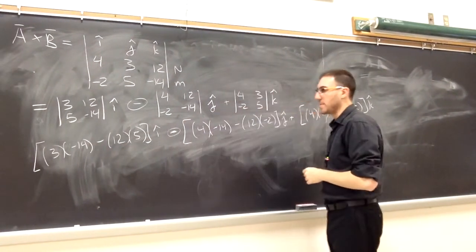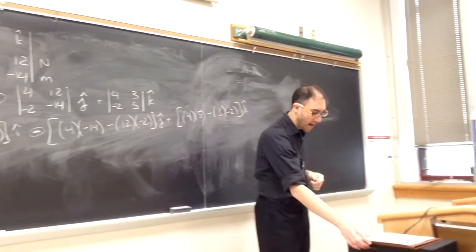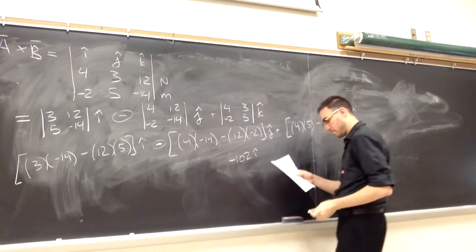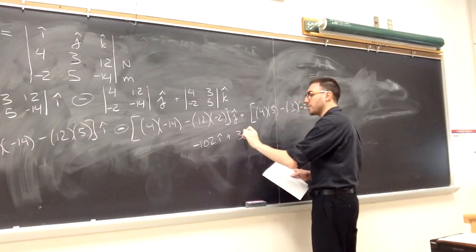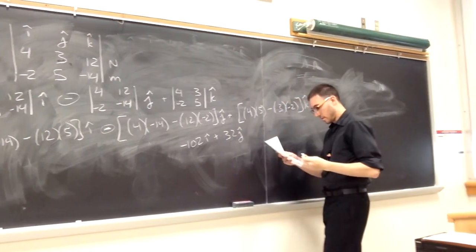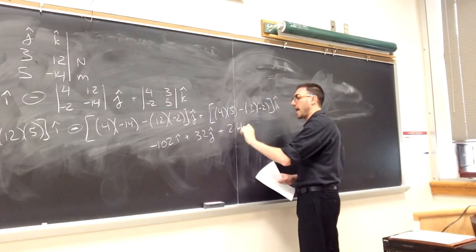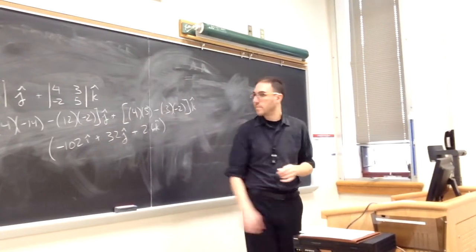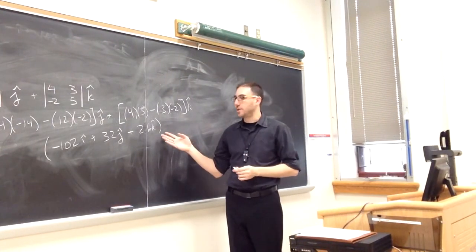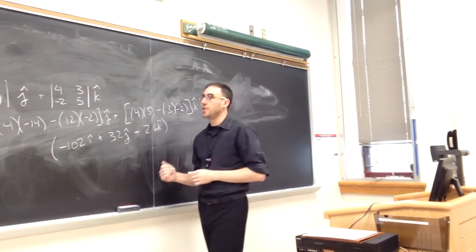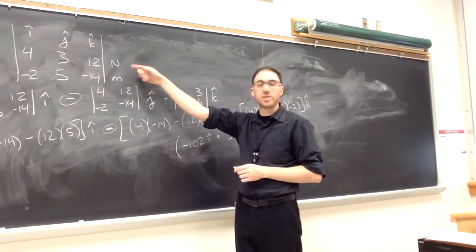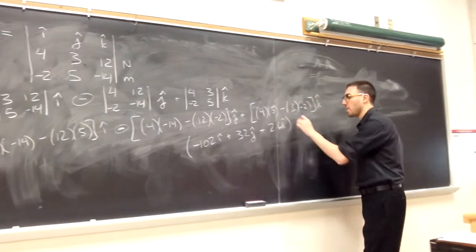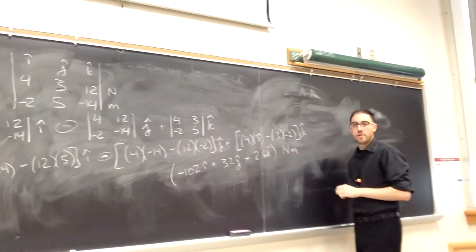Simplifying these is just arithmetic, so I'm going to have a single number in front of i. That's going to come out to -102i plus 32j plus 26k. And then this will have units associated with it. Like with dot product, the units are going to be the product of the units of the two vectors we were inputting. A was in newtons, B was in meters, so our answer is going to be in newton meters.